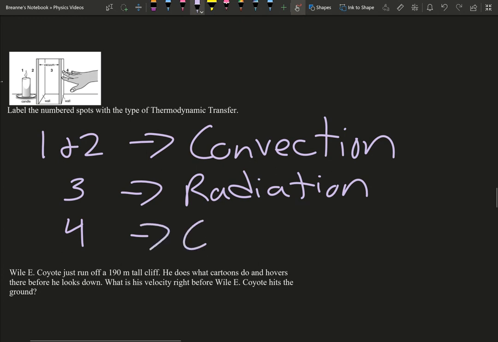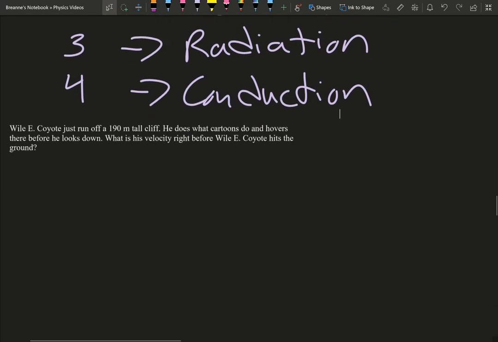4 would be conduction, because it's touch. So 1 and 2 are the same thing, convection, movement of the particles. 3 would be radiation, because there are no particles in a vacuum, or space. And 4 would be conduction. So particles, convection. No particles, radiation. Touch, conduction. Things to know.